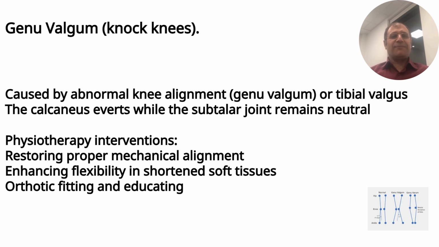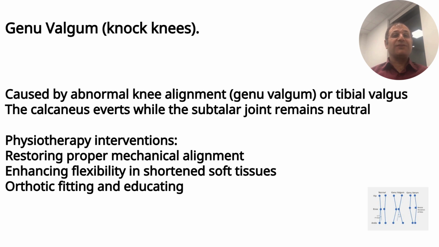Genu valgum, commonly known as knock knees, is characterized by an excessive lateral tibial torsion, causing the knees to angle inward and touch while the ankles remain apart. This condition often coexists with femoral anteversion. A normal tibiofemoral shaft angle is approximately 6 degrees of valgus.